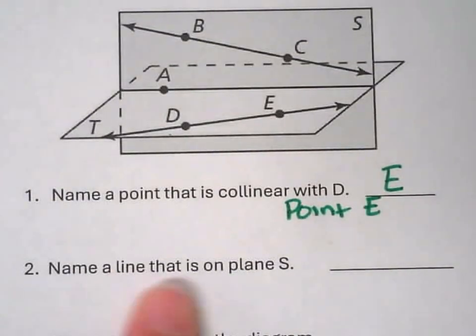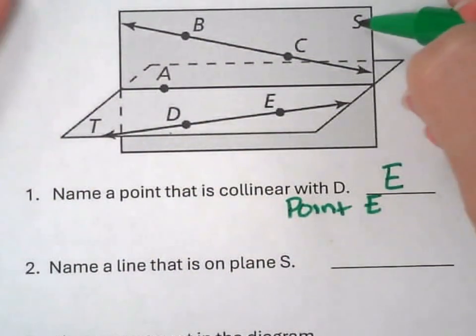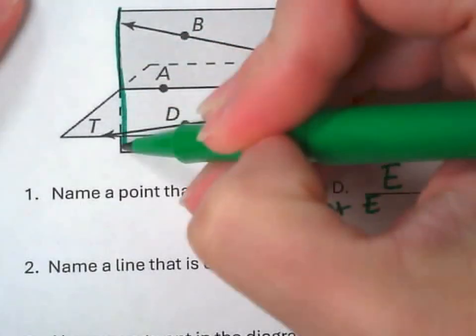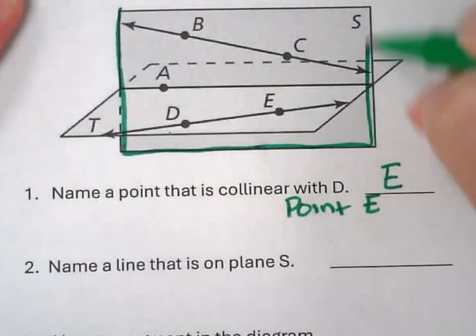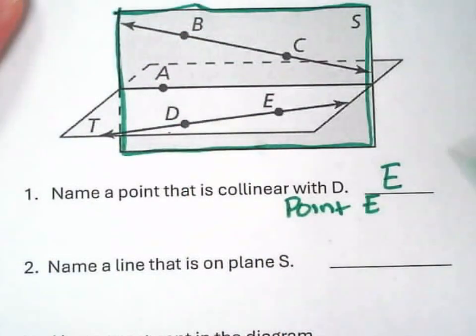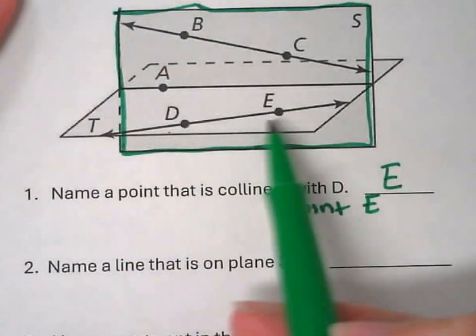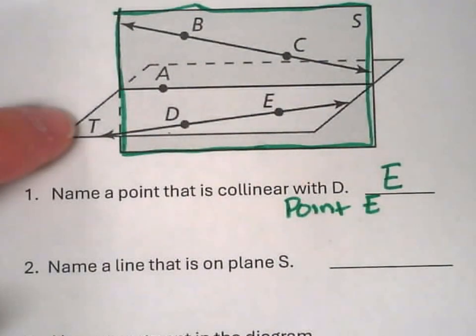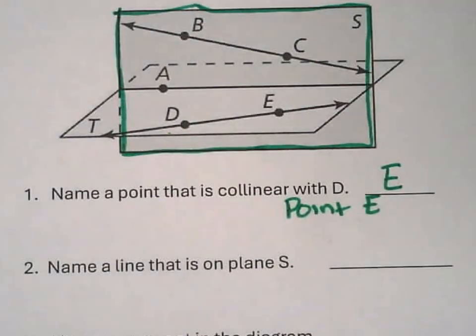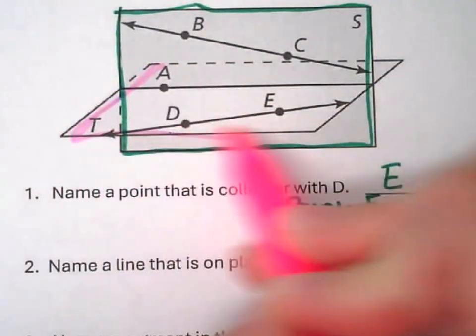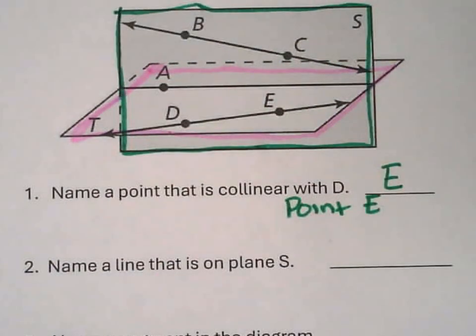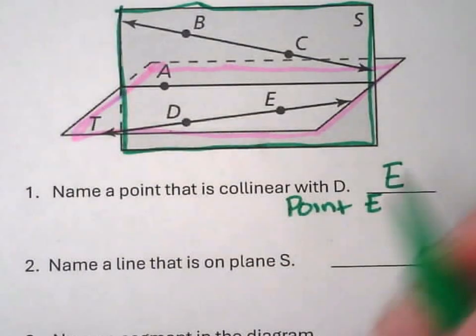The second one said name a line that is on plane S. Plane S is in this corner. This is plane S. Okay, some people were naming DE. DE is not on plane S. DE is on the plane that is going this other direction. It's on the plane that's going like this. Okay, so the only line that's on plane S is BC.